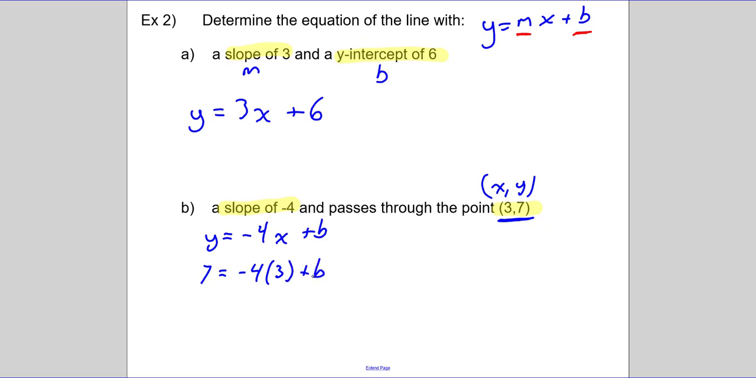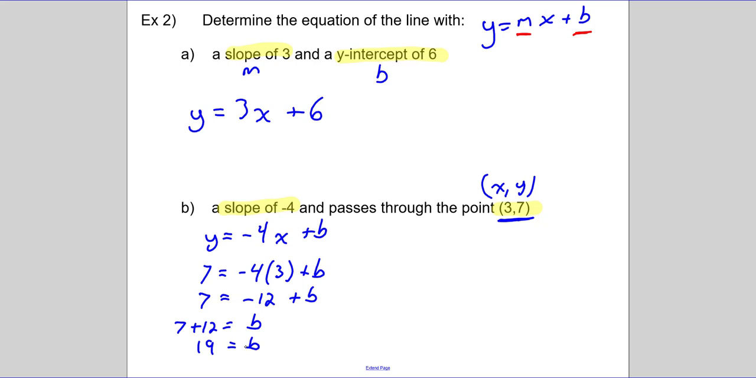Well, now if we look at this, this is just an algebraic expression, and we've looked at how to solve for those algebraic expressions in the past. We can just solve for b. So 7 is going to be equal to -12 plus b. I will add 12 to both sides, and I can see that b is going to be 19.